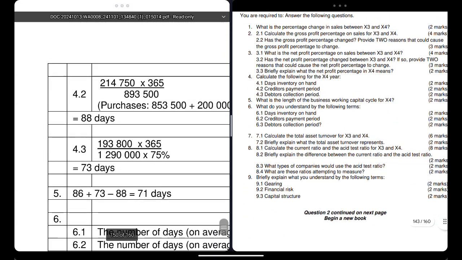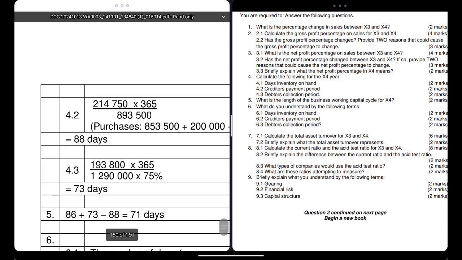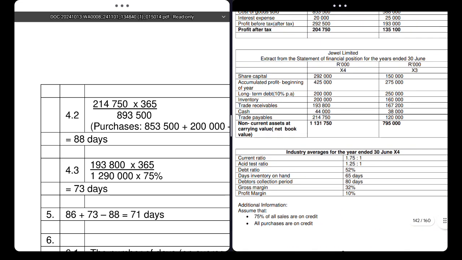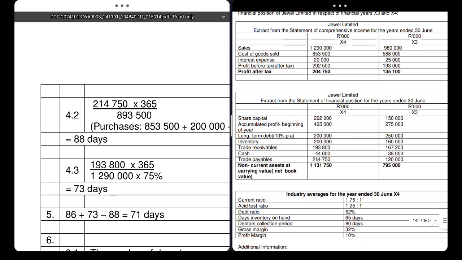Yeah, so 4.2, what do they want now? Creditors payment period. Formula is your trade payables over your credit purchases times 365. Trade payables, we got you very, very easy. 214,750. There we go. How do you get purchases?